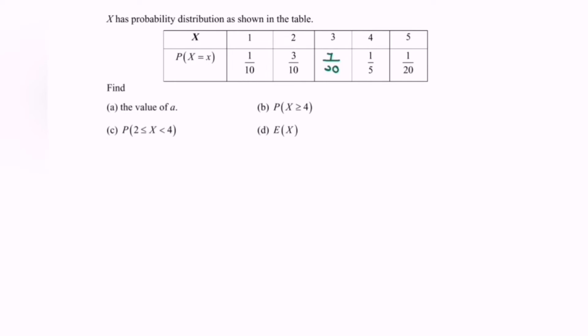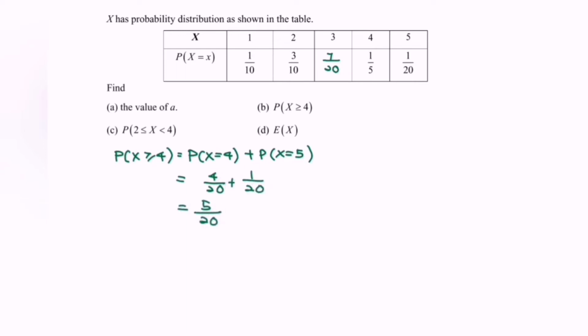So focus on question B, where we have the probability that X is greater than or equal to 4. So kindly refer to the table where we have the probability that X is equal to 4 plus the probability that X is equal to 5. So equate the denominator where we have 4 over 20 plus 1 over 20. So 5 over 20 will be our answer. Simplify the situation and we will have the probability that X is greater than or equal to 4 equal to 1 over 4 or 0.25.